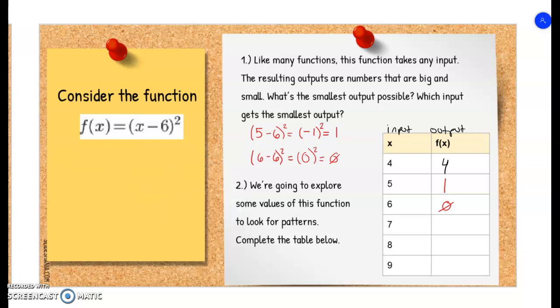If I have 7 minus 6 squared, 7 minus 6 is 1, and 1 squared is also 1. If I plug in 8 now, 8 minus 6, parentheses first, is 2. 2 times 2, or 2 squared, is 4. So I can see that we're starting to have a pattern here. 9 minus 6 is going to give me 3. So now I have 3 squared, and 3 times 3 is 9.